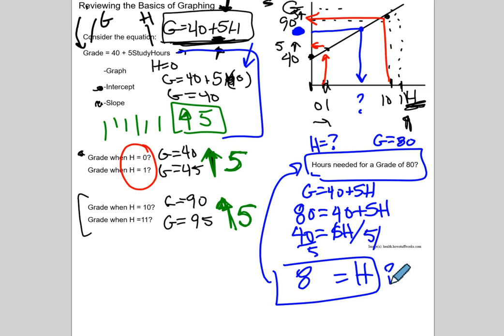I would need 8 hours according to this model. And again, just the big conceptual thing is, all we're doing is, instead of plugging into the right-hand side, we're plugging what we know into the left-hand side. That's what we do to go the other direction, if we know the thing we're measuring vertically and want to find out the value of what we're measuring horizontally.